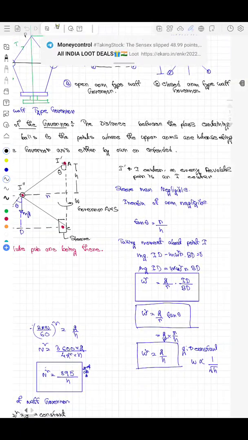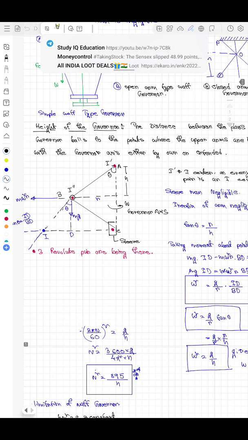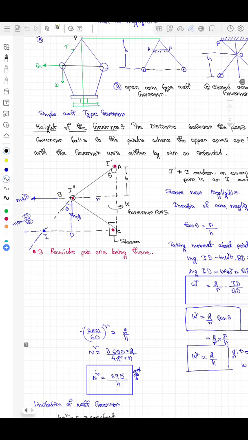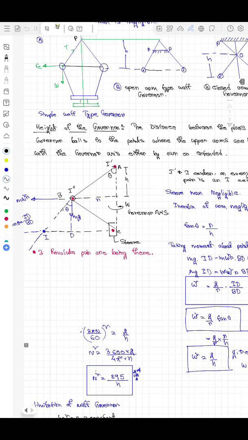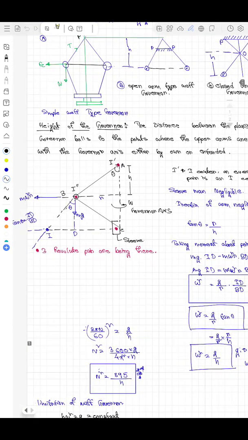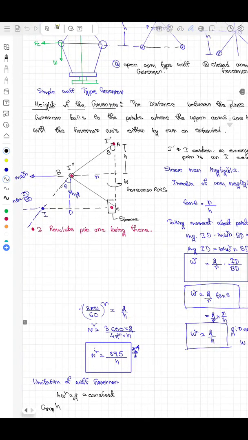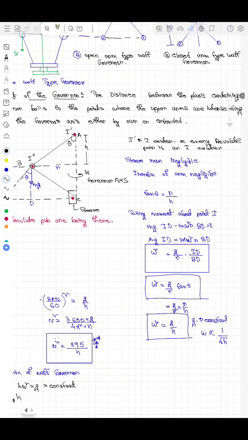Simple thing: taking the moment about I. What is the I point? This is the point. Now mg creates a clockwise moment, and we take clockwise as positive, into the distance ID. And then m omega square R is anti-clockwise, with distance BD. Where is BD? This is the BD. And from there, omega square equals g by r into tan theta. And tan theta, we can see, is R by h, as we have seen previously, so omega square equals g by h.